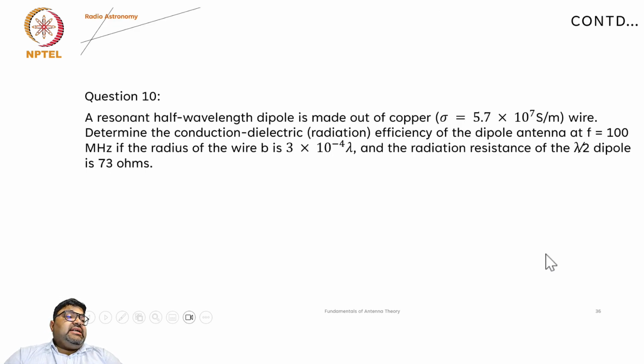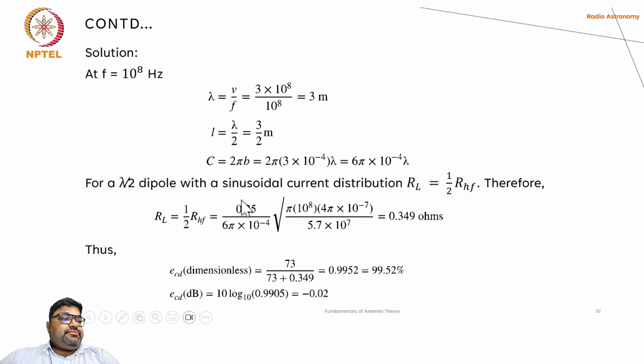Question number 10. A resonant half wavelength dipole is made out of copper where conductivity is given by 5.7 times 10 to the power 7. Determine the conduction dielectric efficiency of the dipole antenna at a frequency of 100 megahertz if the radius of the wire is 3 times 10 to the power minus 4 lambda and the radiation resistance of the lambda by 2 dipole is 73 ohm.